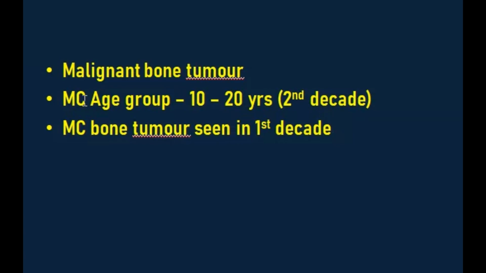See, the most common age group that is affected by Ewing sarcoma is the second decade, right? But if somebody in the first decade is diagnosed with a bone tumor, it is most likely to be an Ewing sarcoma. That is the difference between the 2 points. The most common age group will remain the second decade, so it will happen between 10 to 20 years. But if a tumor is seen in the first decade, it is most likely to be an Ewing sarcoma.